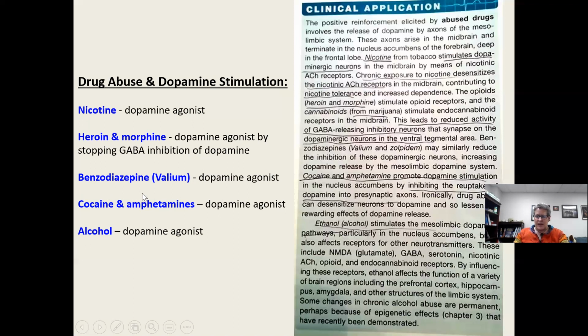Valium, which is a muscle relaxant, causes dopamine release. Cocaine, amphetamine, methamphetamine, speed, all that stuff increase dopamine or cause a dopamine release. Alcohol, same thing. And all of these things have strong psychological addiction components to them, okay? And you can read the clinical app on this, the positive reinforcement from addictive substances. They cause dopamine release.